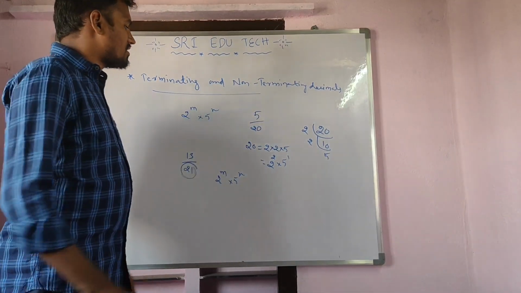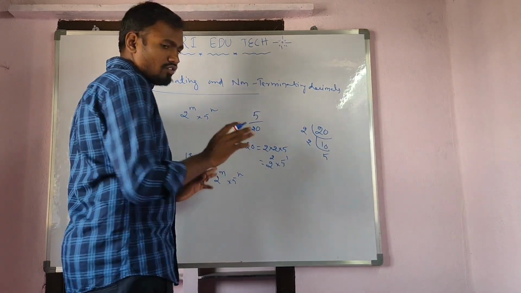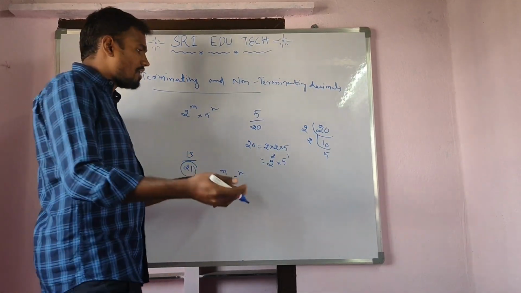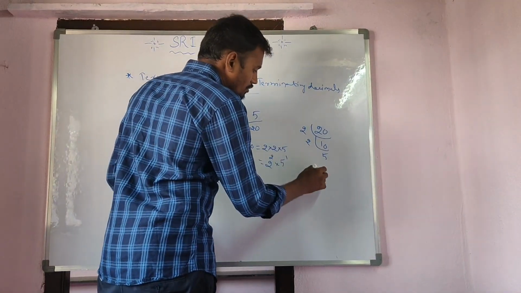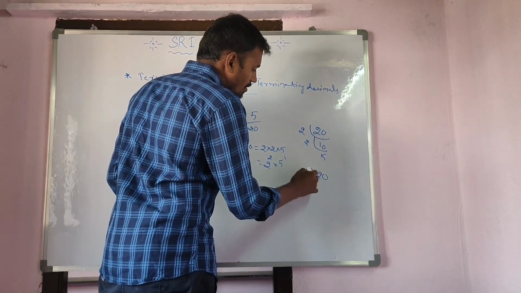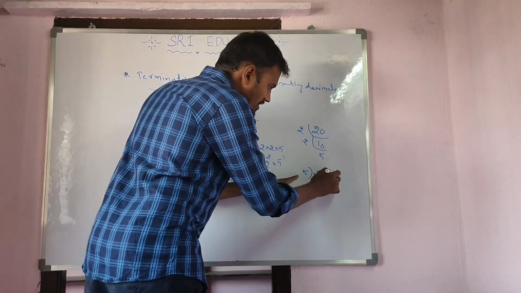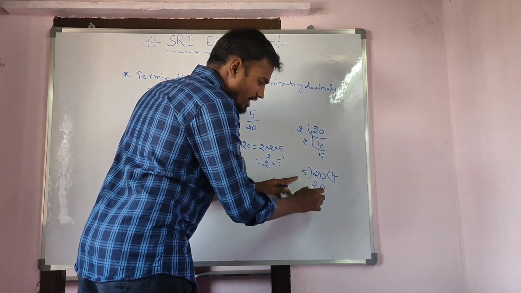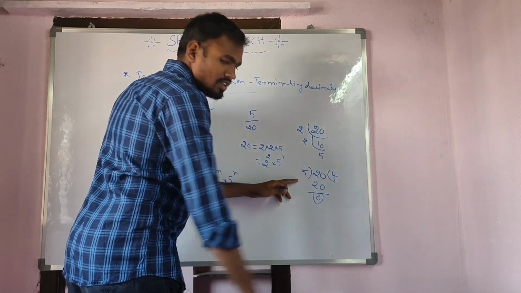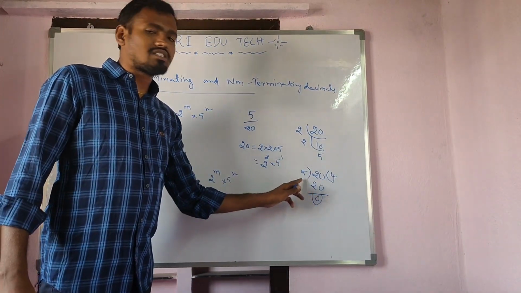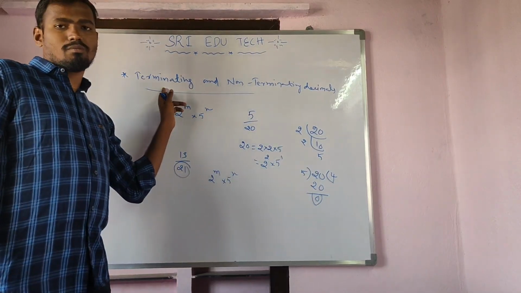Clear? Right. If you have any confusion solving with this method, then you have another method, amma. Simply do division: 20 divided by 5. 5 fours are 20. Okay na? The remainder is 0. So whenever the remainder is 0, the number is called a terminating decimal.